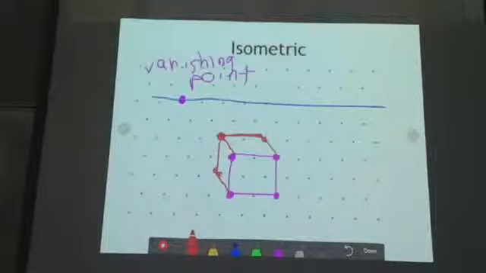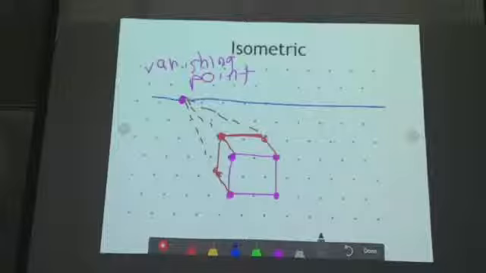So the way that we make our vanishing point work is we're going to connect our vanishing point to all of my back vertices. So not my front vertices that are in purple, but I'm going to connect them to my back vertices which are in red. So I'm going to do dot, dot, dot, dot. We use dashed lines for our vanishing point. And that's how you create a vanishing point.